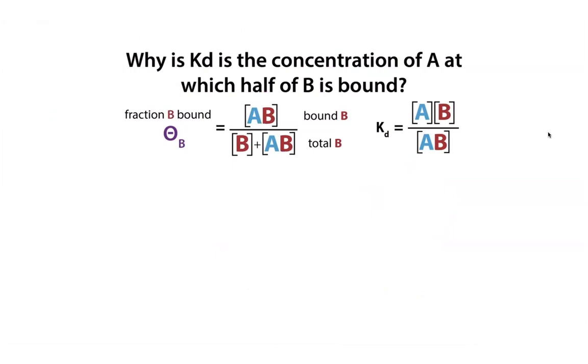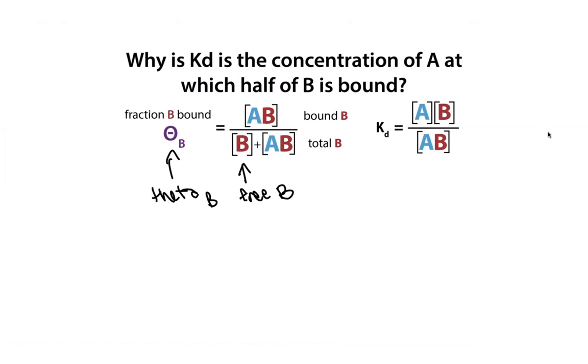Let's go back and talk about why Kd is the concentration of A at which half of B is bound. So remember that we could talk about that fraction of B bound as theta B. So this is our theta B. What does that really mean? It's going to be our bound B over our total B. So concentration of AB over the concentration of free B plus the concentration of AB, so unbound and bound.